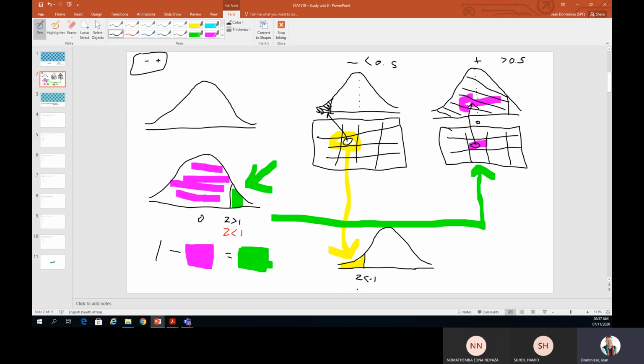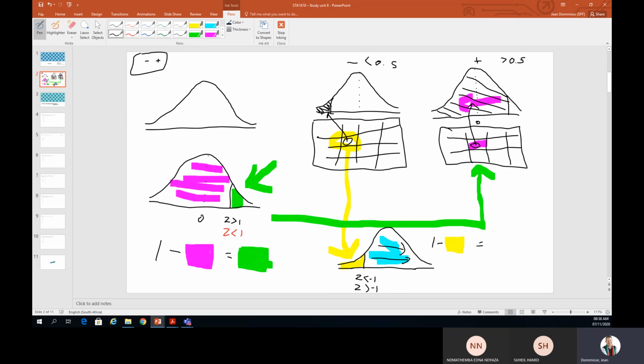If I needed to get Z bigger than minus 1, then again I would say, okay, Z bigger than minus 1, so I am looking for this area. That is not giving it to me, but at least I know a part of it is. So then I would again say 1 minus the yellow area, and that will give me the blue area.